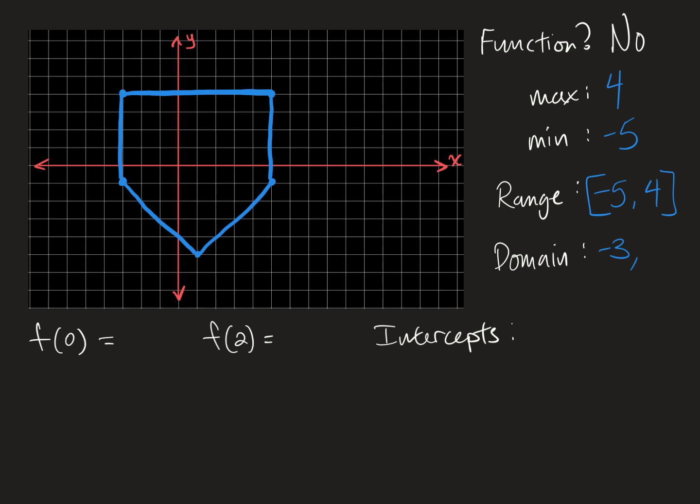And how far right does this graph go? Well, it looks like this is the rightmost point of the graph. If we count over 1, 2, 3, 4, 5. So the rightmost side of this graph is 5. So it's like the range, but you're doing it from left to right.